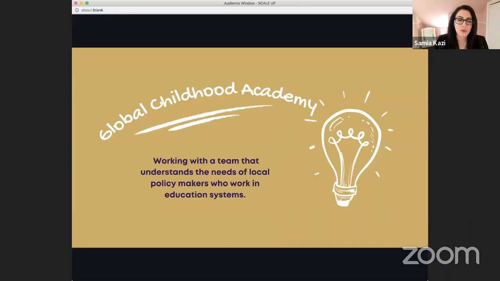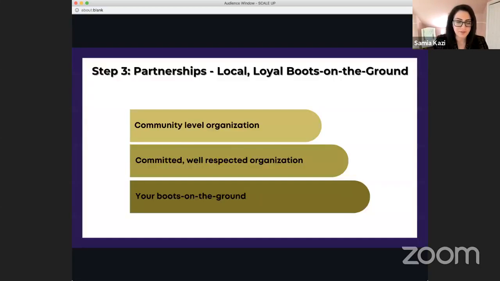And what's great about Global Childhood Academy is that you're working with a team that understands this. They understand the needs of local policymakers. The platform has a dedicated area for training courses for policymakers that work on policies related to children. And the team themselves have experience working within education systems.